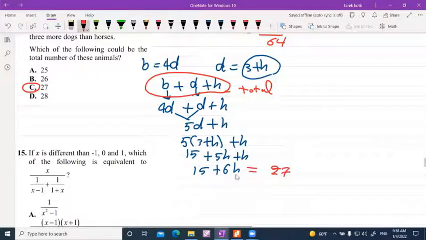If you put 27, it will fit the equation. Why? Because 27, if you take the 15 to the other side, will be 12. 12 divided by 6 equals 2. This is a whole number, so this is logical. So the only number is 27. Number 15.